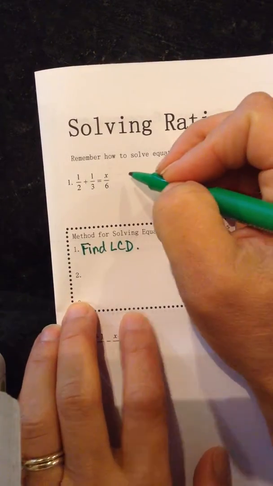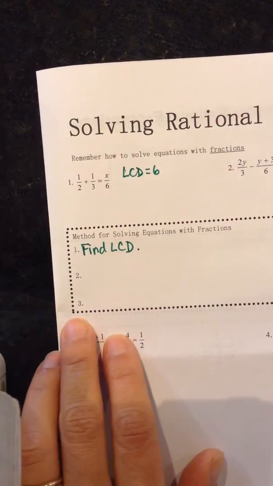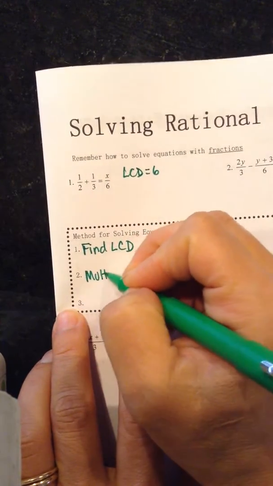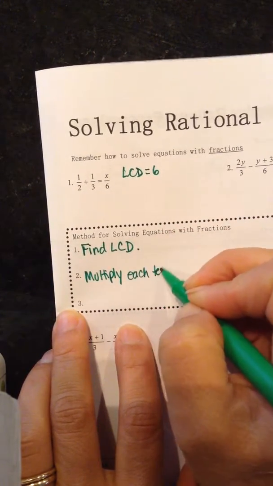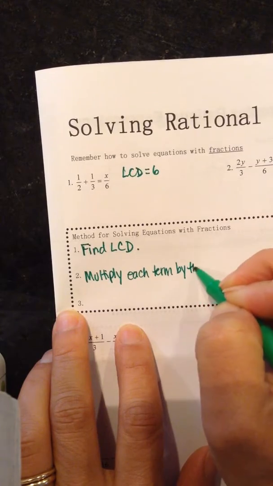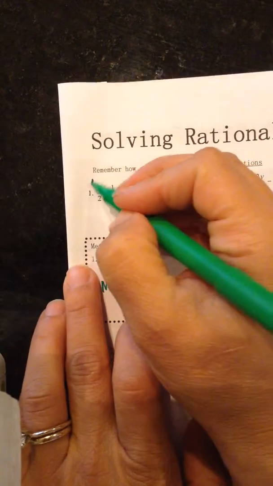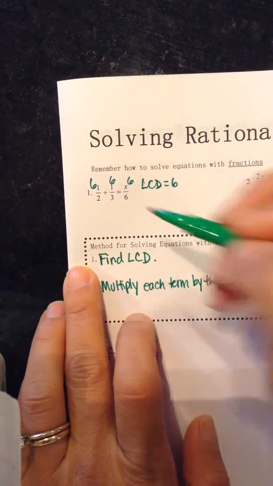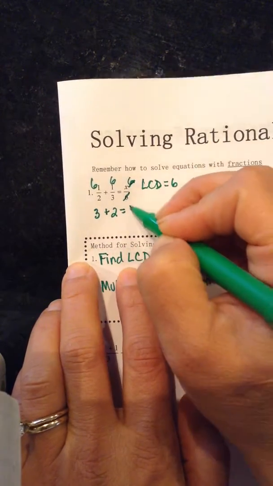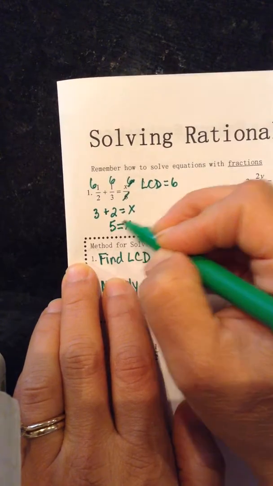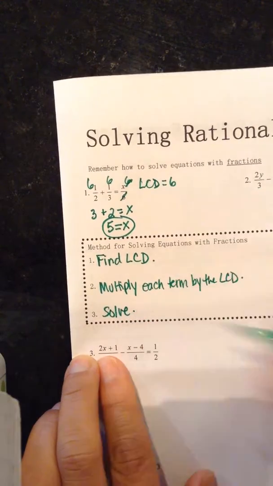So if we look at number 1, I think we agree that the least common denominator is 6. And what we're going to do with the LCD is to multiply each term by the LCD. And if we multiply each term by the LCD, so we have here a 6, a 6, a 6, and what we do is half of 6 of course is 3, a third of 6 is 2, here the 6's cancel altogether, so x equals 5. Done. So after we multiply each term by the LCD, we're just going to solve it like normal.